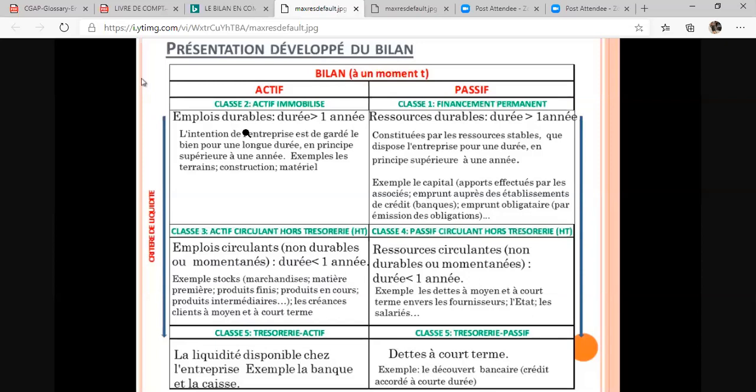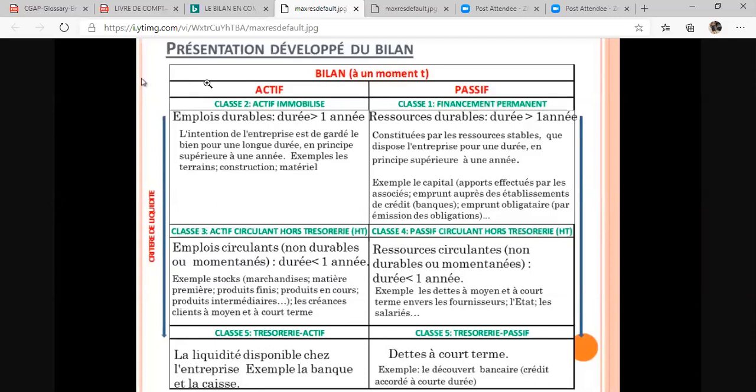So that's it for, I should say, a résumé of the classement. Now we look at what goes where, and we start with the active side. I don't know if you can see the mouse. Yes, so starting with the active side. Things in the Bilan are placed according to how hard they are to convert into cash. I'm not going to use financial terms yet, to make it easier for you to understand.